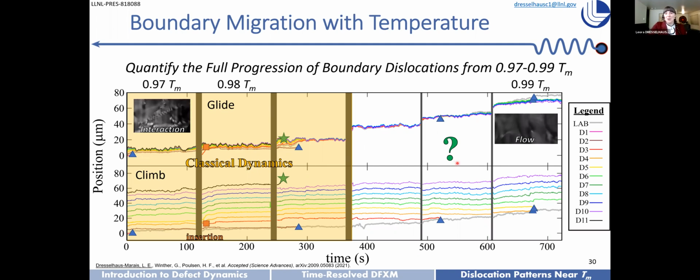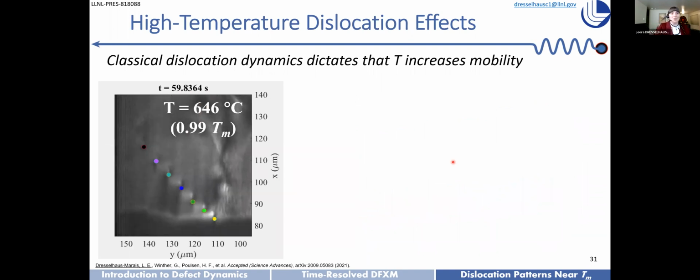And to answer that question, it now helps us to go back to the movie. And we see that even though this is now only about 8 degrees Celsius higher in temperature, these dislocations are moving a lot more than the ones we saw in the previous movie. Indeed, classical dislocation dynamics would dictate that as we increase the temperature, we should see an increase in the mobility, or the amount of motion, of each of these dislocations. But what we see here is actually a much more dramatic effect.